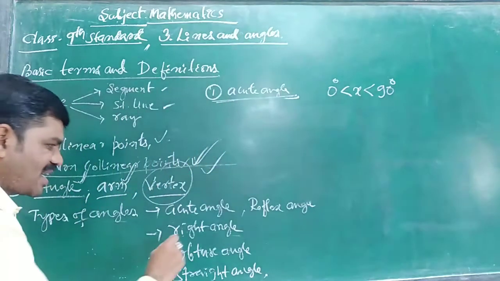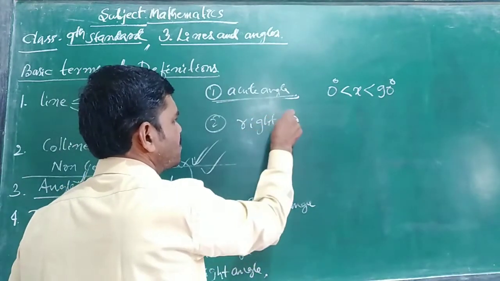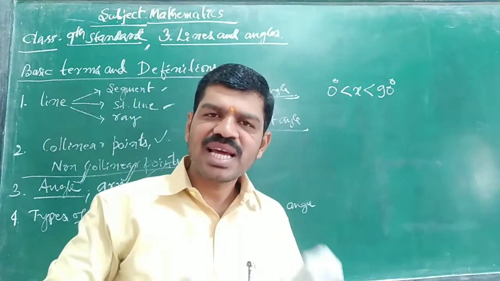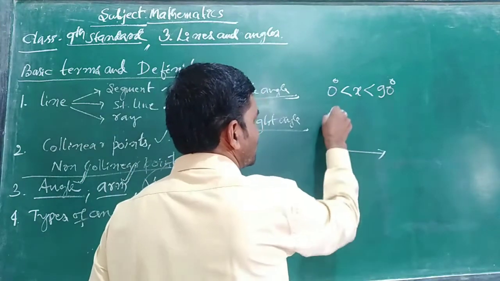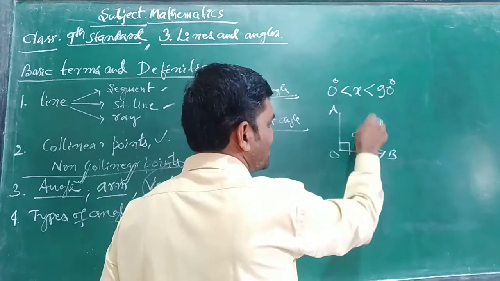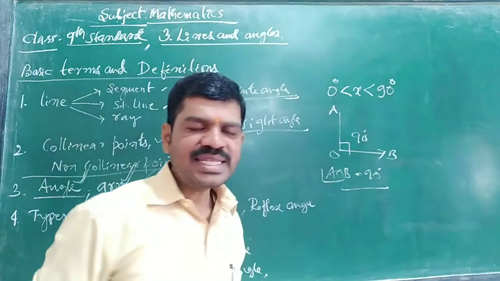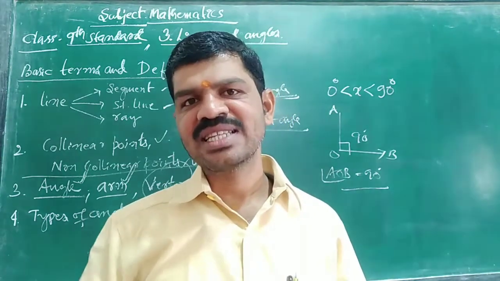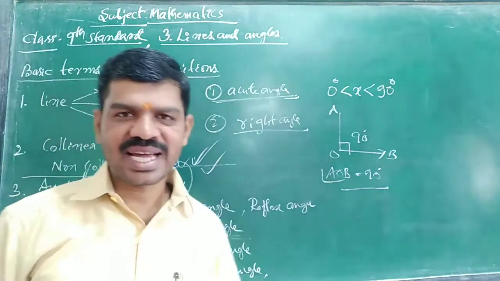Now what is there? Right angle. Second one, right angle. So right angle is an angle which measures exactly 90 degree. See, angle AOB is measuring 90 degree. So AOB is equal to 90 degree. Right angle is an angle which measures exactly 90 degree. That 90 degree angle is called right angle.